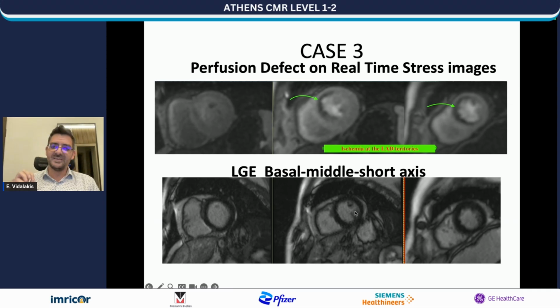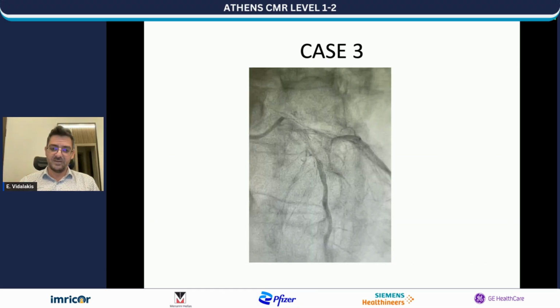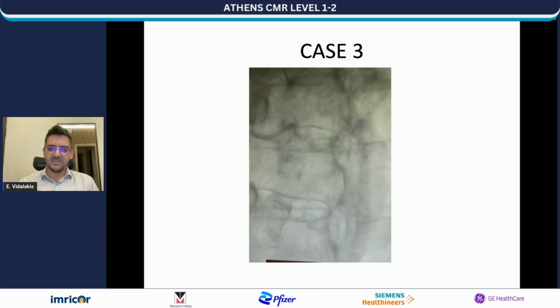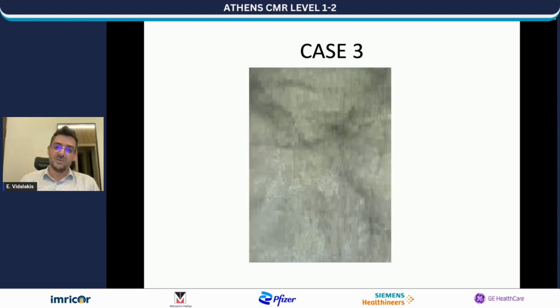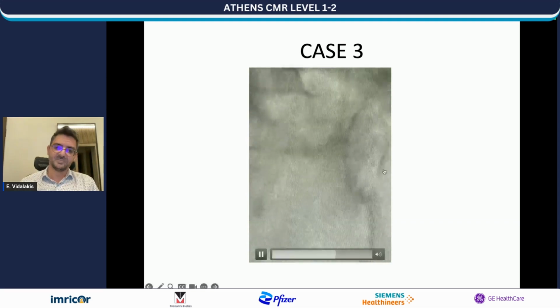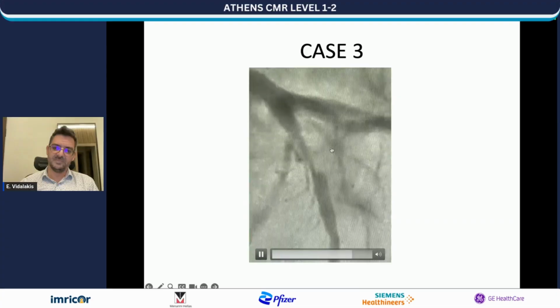So we can say that this patient has ischemia at the mid and apical, anterior and septal segments of the left ventricle. He went to the cath lab, and as you can see, there is about 90% occlusion of the LAD. Just over here.